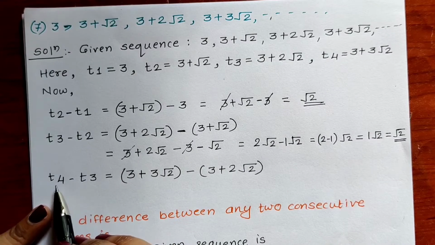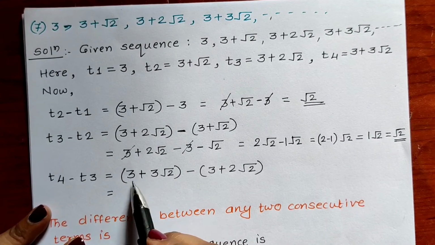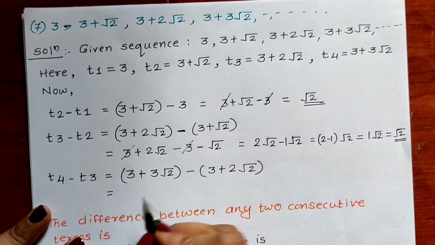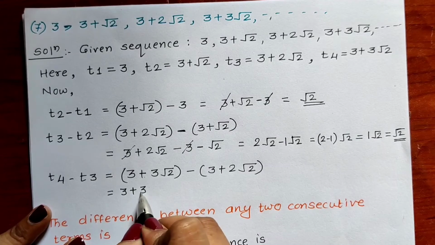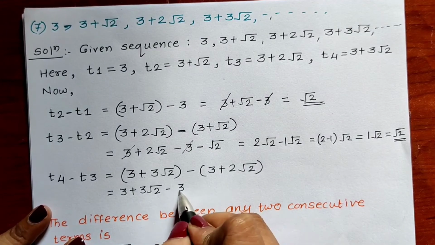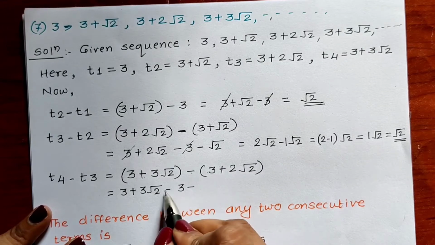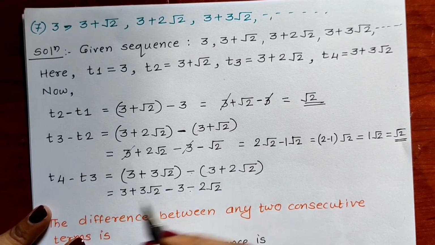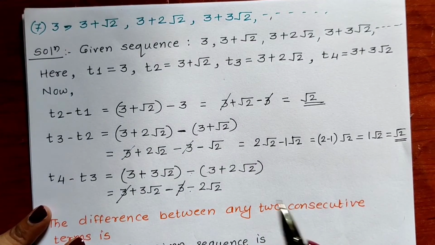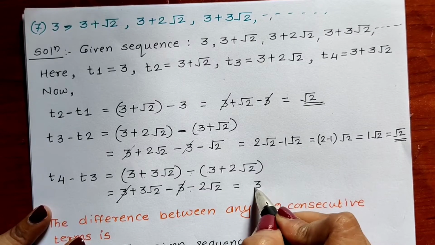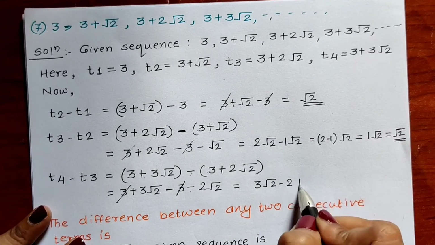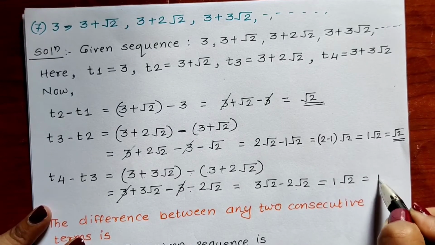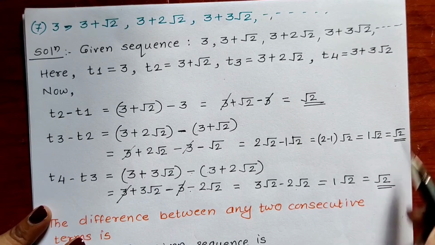Now let us see what we get. t4 minus t3. t4 is 3 plus 3 root 2 minus t3 which is 3 plus 2 root 2. So let us first remove these brackets. See, plus minus will become minus, again plus minus will become minus 2 root 2. Plus 3 minus 3, they will cancel each other. And what do we get? 3 root 2 minus 2 root 2. What is 3 root 2 minus 2 root 2? It will be 1 root 2, and 1 root 2 means only root 2. So again we are getting the answer root 2.